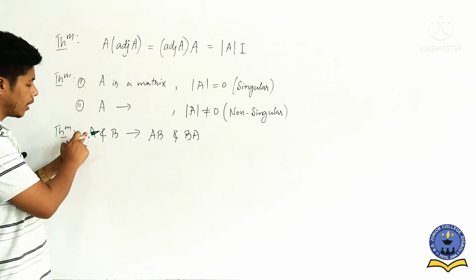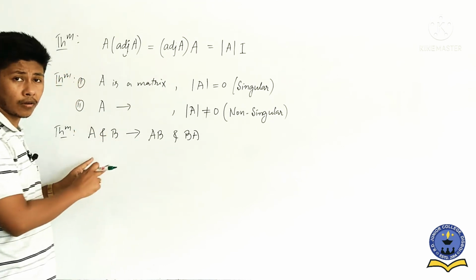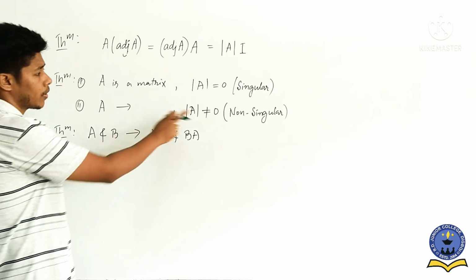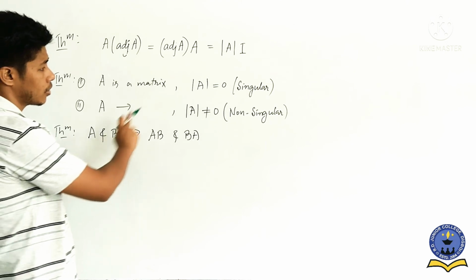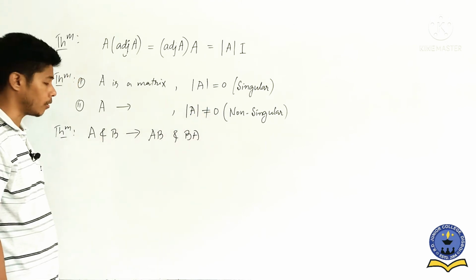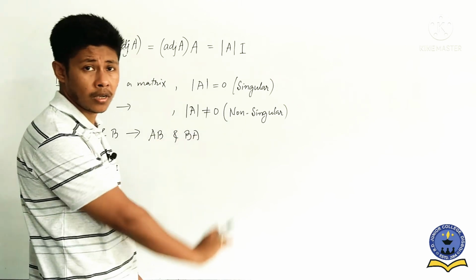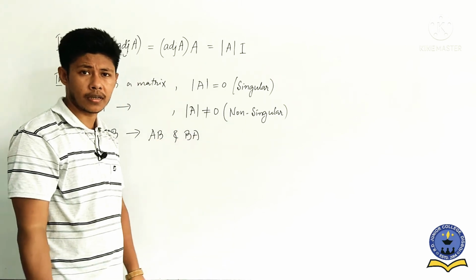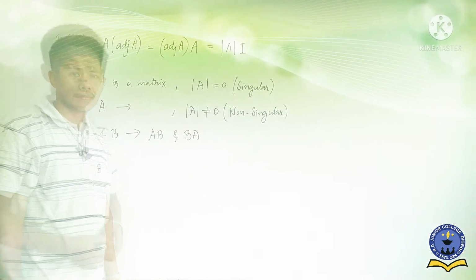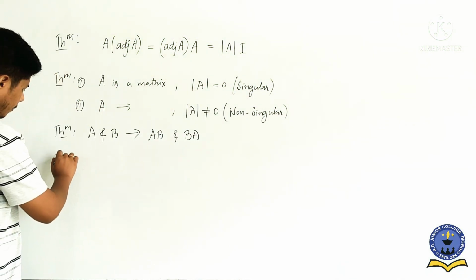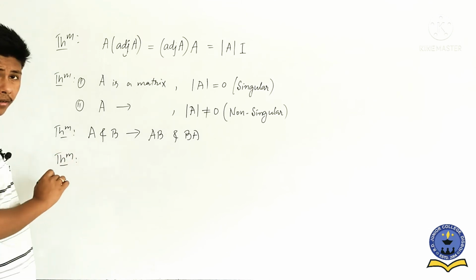I repeat this: if A and B are non-singular, it means the determinant of A is not equal to 0, as well as the determinant of B is also not equal to 0. So if these two are non-singular, then their product is also a non-singular matrix. Is it clear? Okay. Now the next theorem. In this case, see carefully what we get.